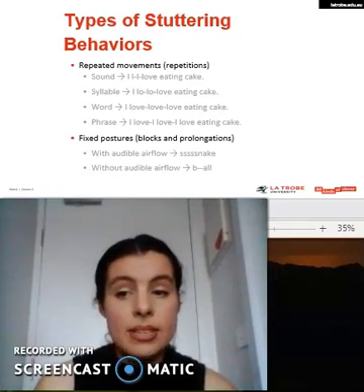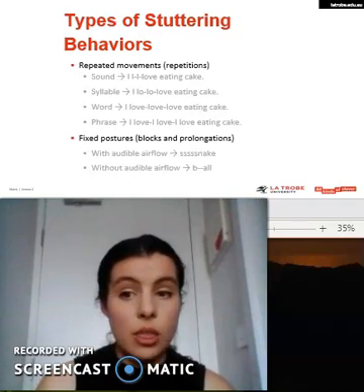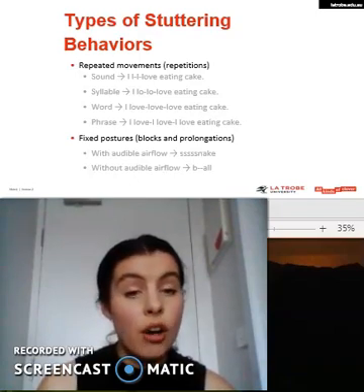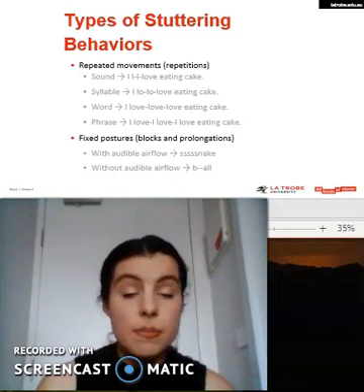The other unambiguous stuttering behaviour is fixed postures. These occur when a child gets stuck on a sound in the word. Fixed postures with audible airflow, also known as prolongations, may sound like the person is stretching out a sound at the beginning of or within a word. A fixed posture with audible airflow may sound like this: snake.